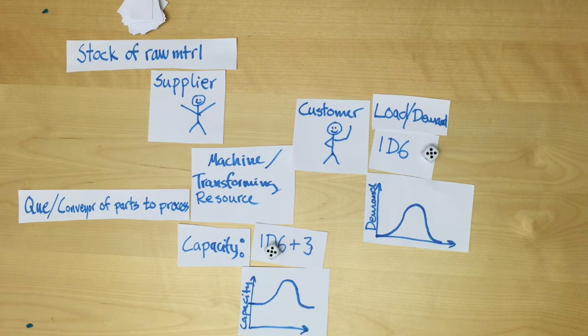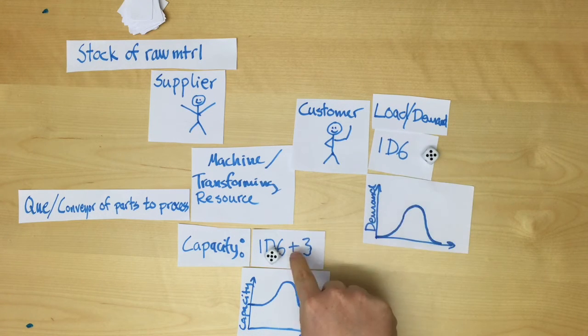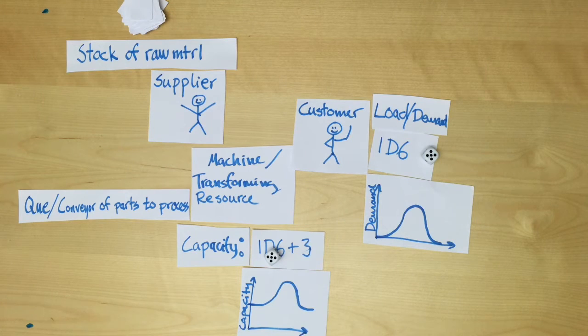Okay, so this exercise aims to address the question: does the balance between load and capacity influence the queue to the transforming resource? And if so, how does it influence this queue? How does the balance of load and capacity influence the queue to the transforming resource?